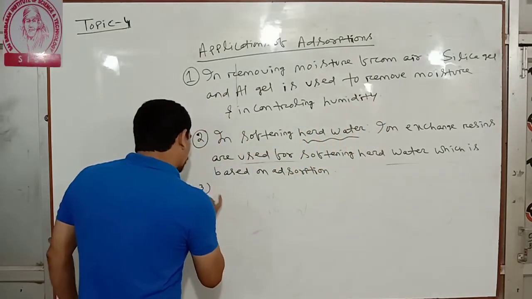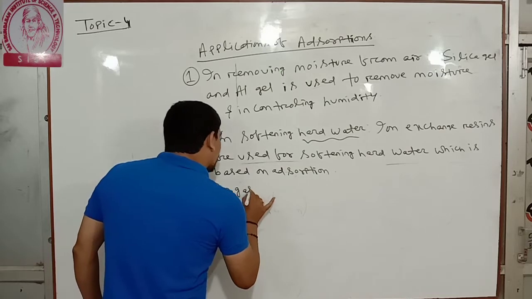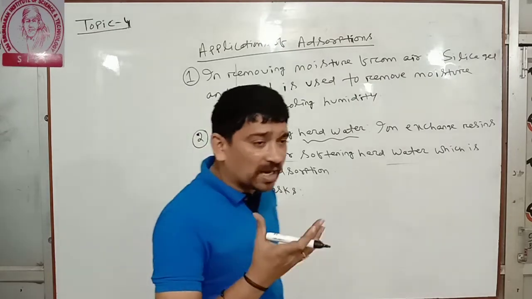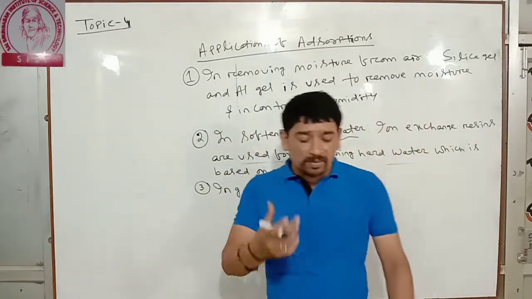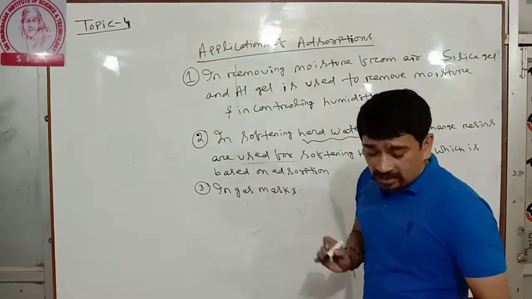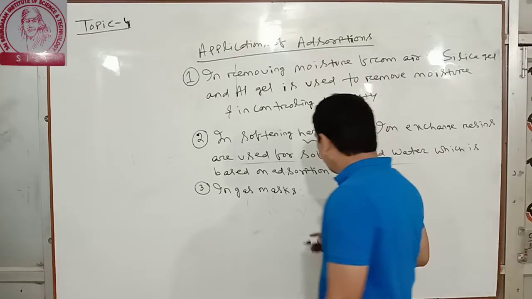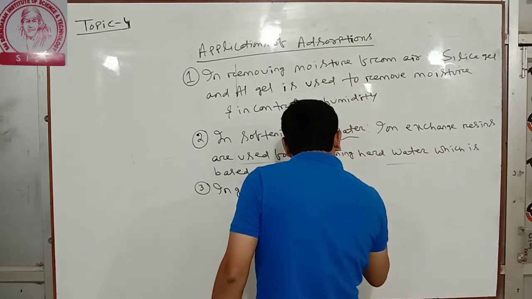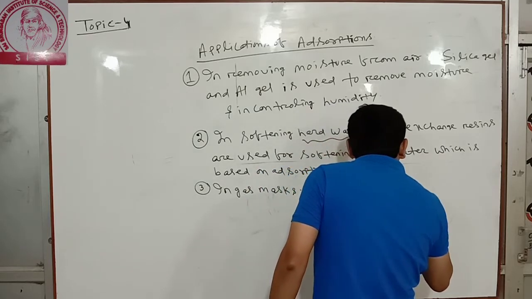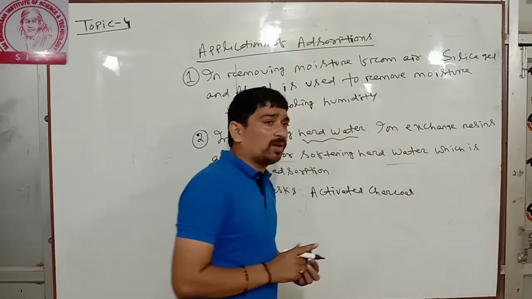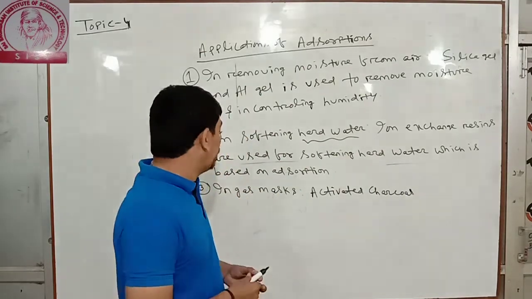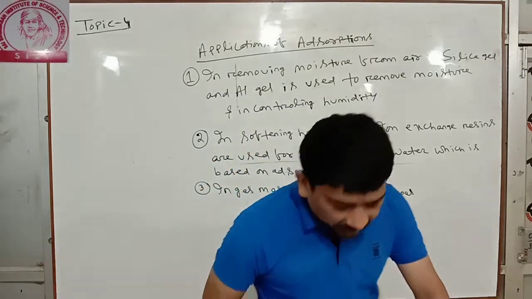Next is gas masks. We are using masks nowadays. Everybody, due to coronavirus, is wearing masks. This is the practical application: in gas masks, activated charcoal is used. What do you mean by activated charcoal? It is simply a small piece of charcoal that is used in gas masks.